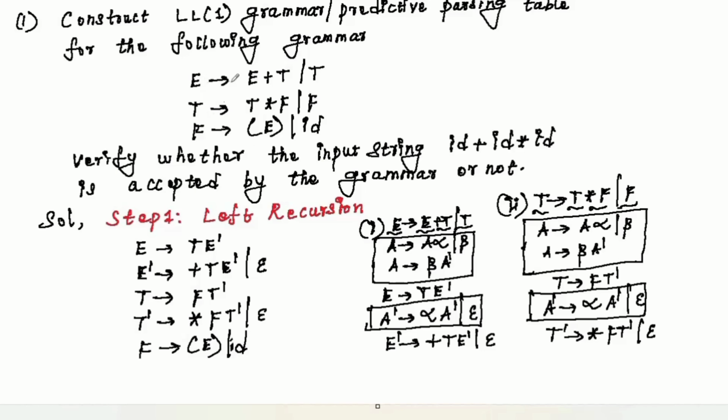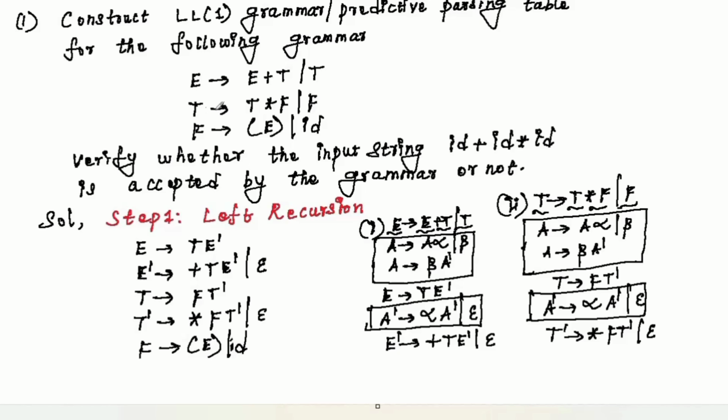Take the first production, E tends to E plus T or T. Here A is capital E, alpha is plus T, beta is T. Then A tends to beta A dash: E tends to T followed by E dash. Then you will get E tends to TE dash, and E dash tends to plus T followed by E dash, or epsilon. Here you write E dash tends to plus TE dash or epsilon.